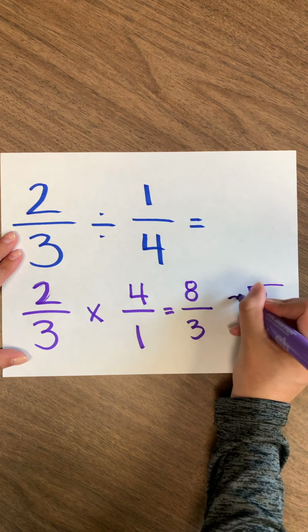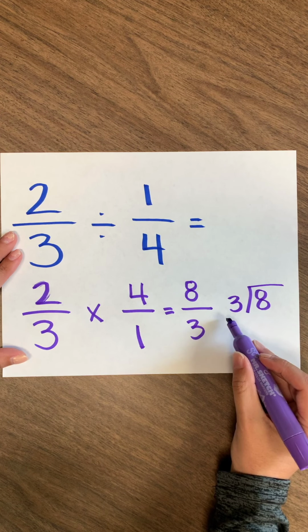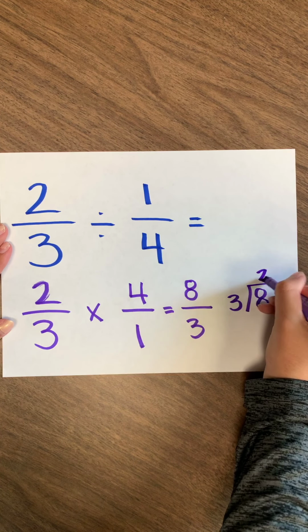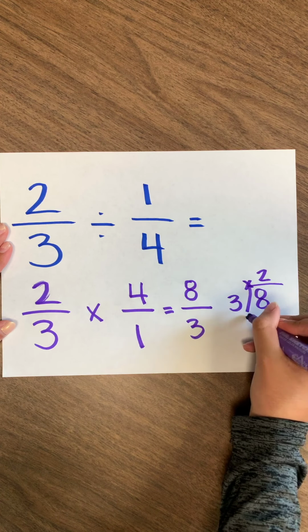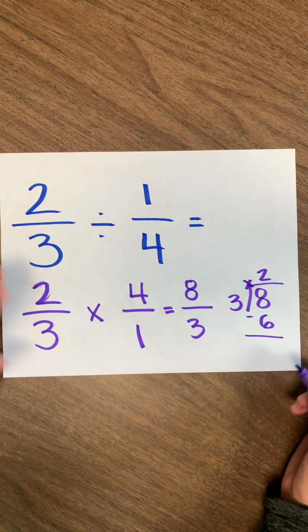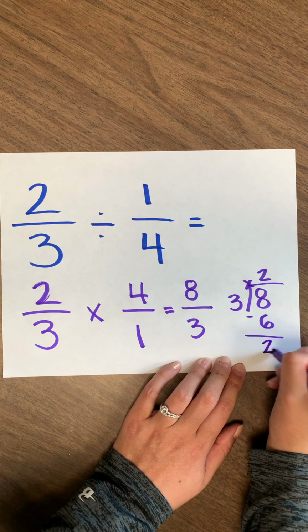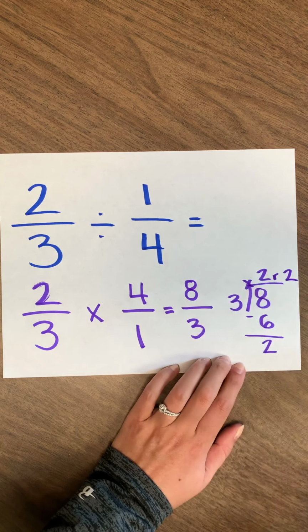8 divided by 3. How many times does 3 go into 8? 2 times. 2 times 3 is 6. And then we subtract. 8 minus 6 is 2. And we get a remainder of 2.